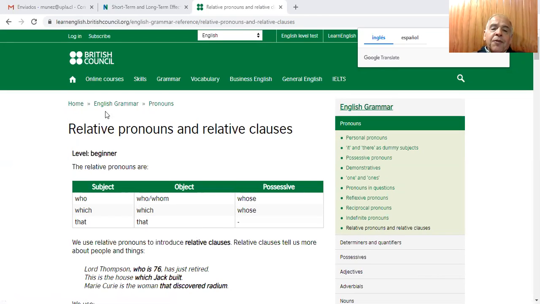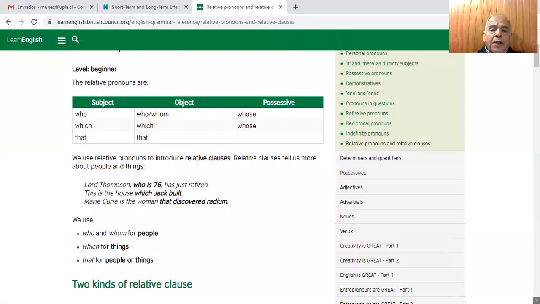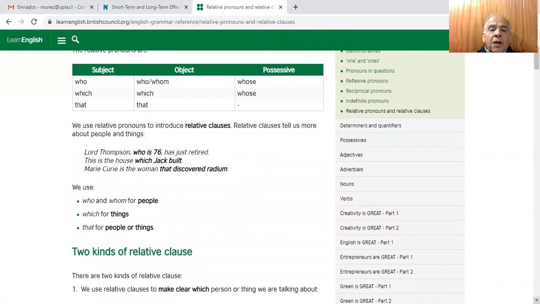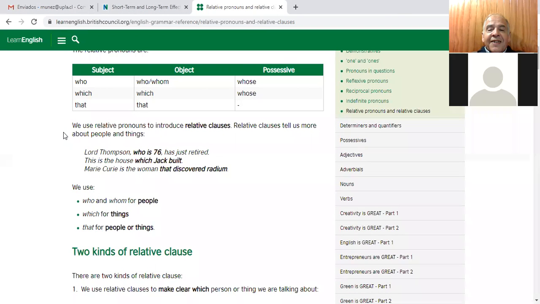Okay, in here we have relative pronouns and relative clauses. The relative pronouns are who, whom, which, that, and whose. All right. Gabriela, read this example. We use relative pronouns to introduce relative clauses. Relative clauses tell us more about people and things.